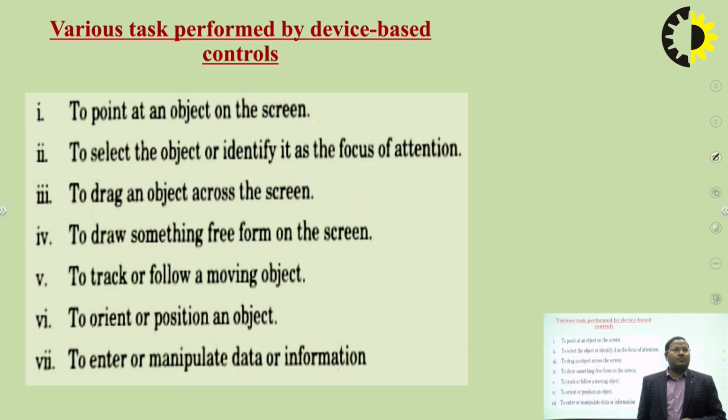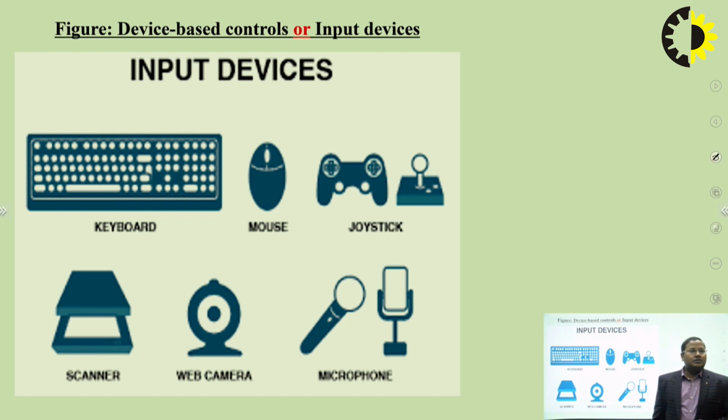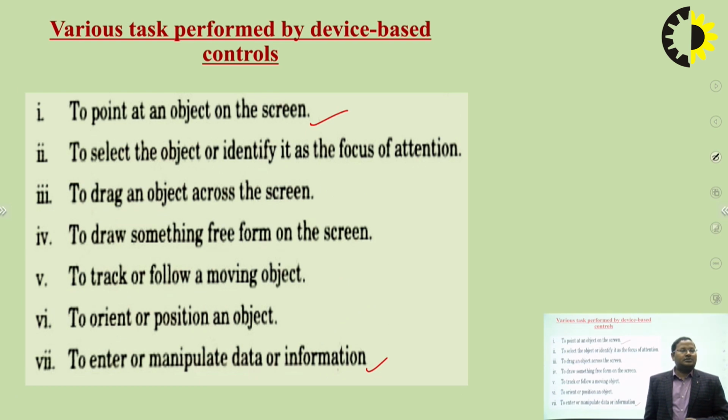Various tasks performed by the device-based controls. By using these devices, these types of tasks are performed: to point at an object on the screen, to select the object or identify it as the focus of attention, to drag an object across the screen, to draw something freeform on the screen, to track or follow a moving object, to orient or position an object, to enter or manipulate data or information. So, by using input devices, these tasks are performed.